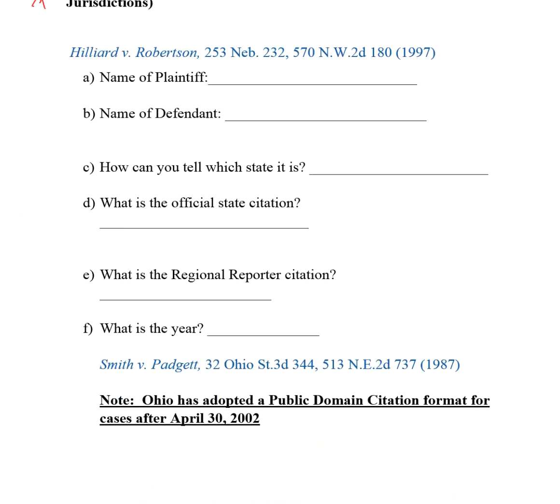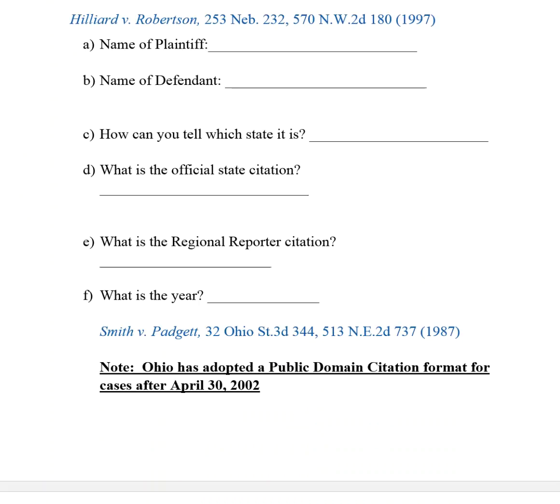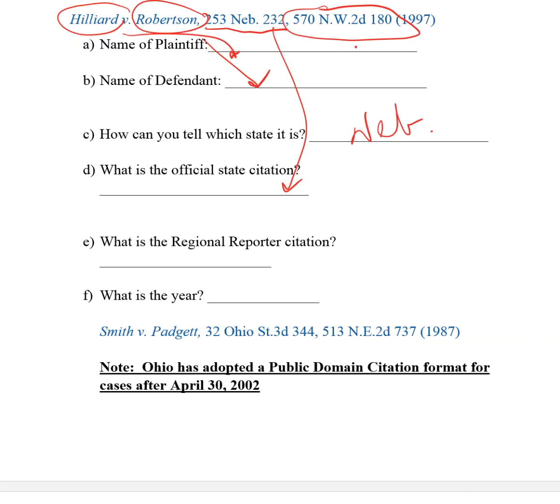So let's look at some specific examples. Here's one from Nebraska from 1997. The plaintiff is Hilliard, always, versus Robertson, that's the defendant. And the official cite is 253 Nebraska 232. We can tell that it's Nebraska because it says Neb for Nebraska. The regional reporter is the Northwest 2nd citation, 570 Northwest 2nd 180, and the year is 1997.